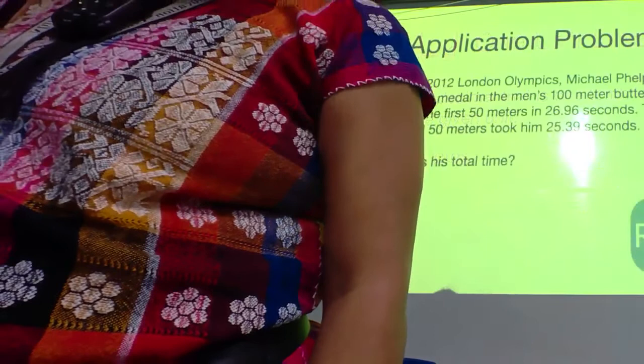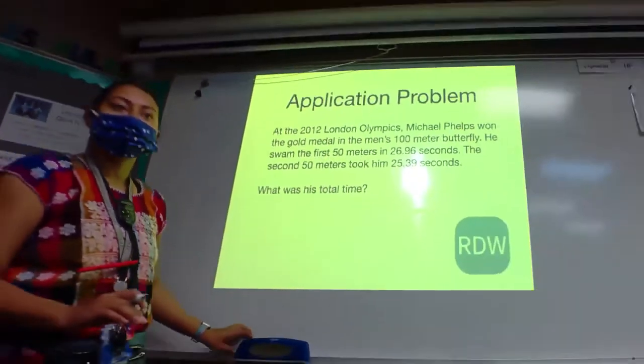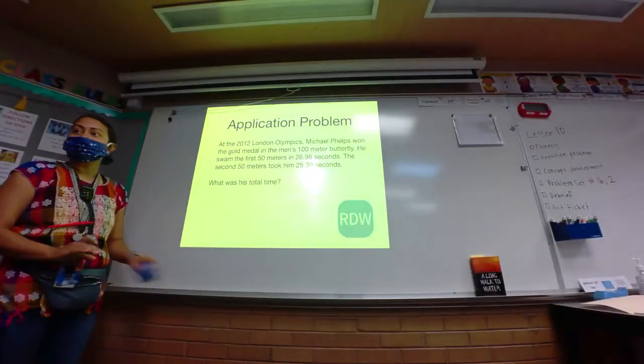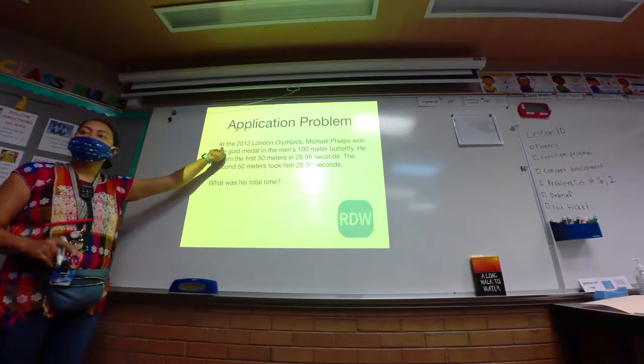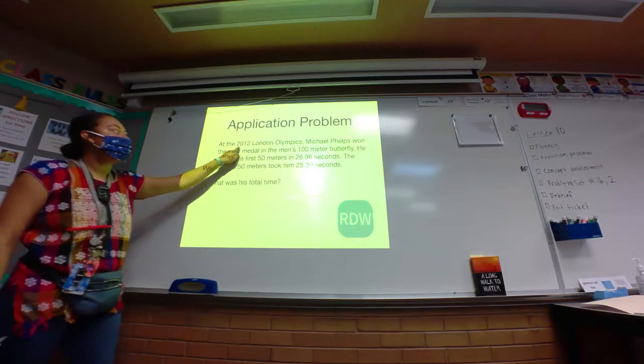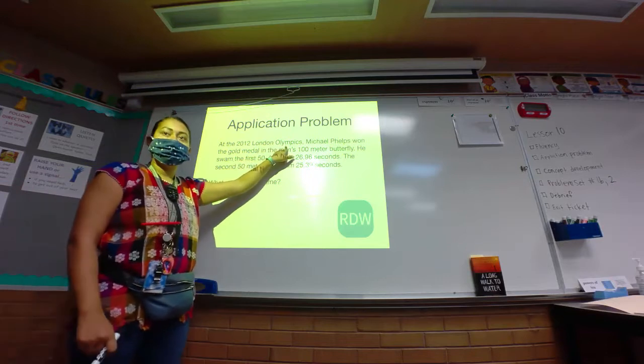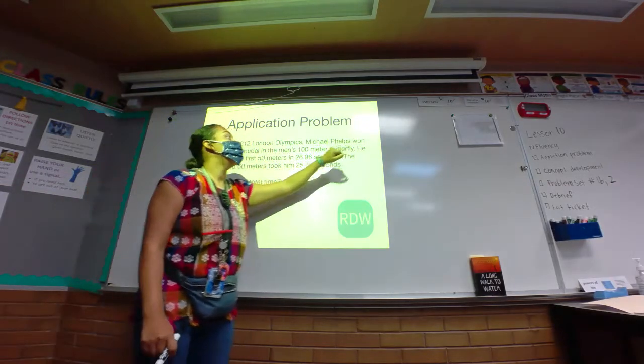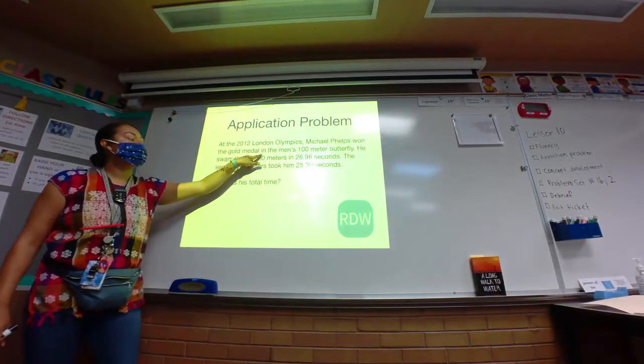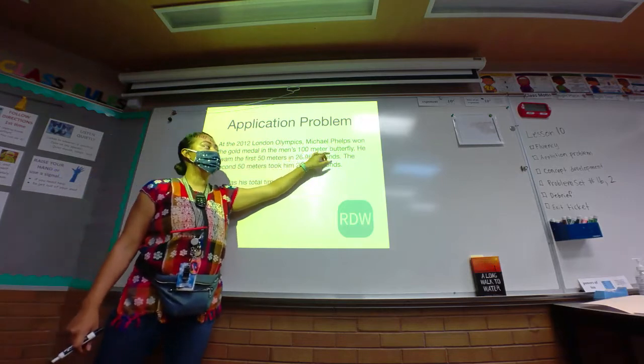29 thousandths. 28 thousandths is 1 unit less. Okay, application problem. Ready? Okay. At the 2012 London Olympics, Michael Phelps won the gold medal in the men's 100-meter butterfly.